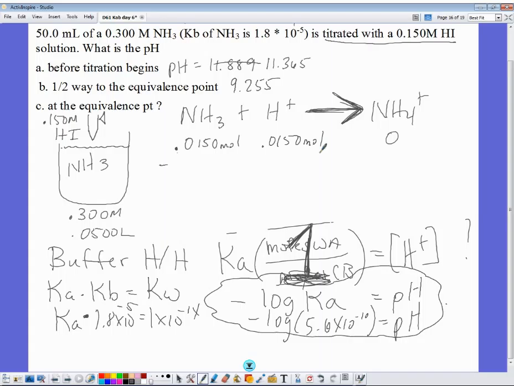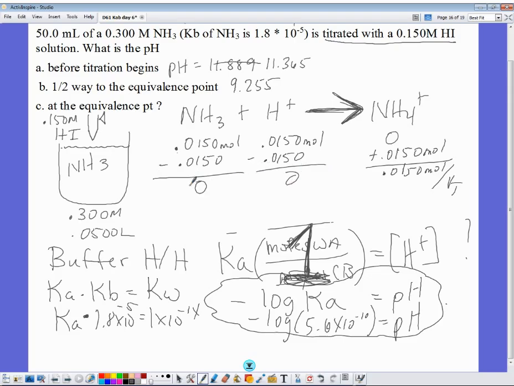Neither of them are limiting. They are both, if you will, limiting, or neither are limiting because they're the same. It's a complete reaction. We are at what's called the equivalence point. The goal of the titration is to get to the spot where there's only conjugate left, or only product left, and nothing on the reactant side for the reaction.